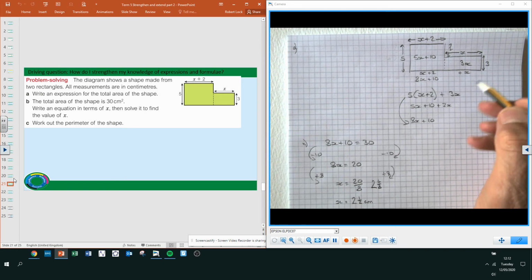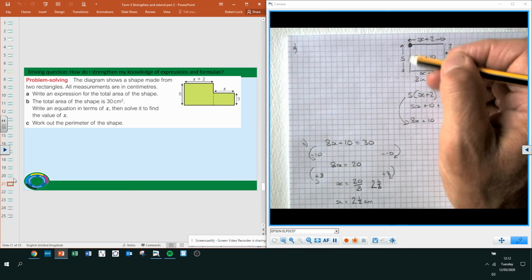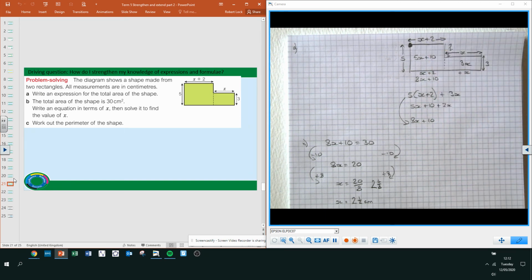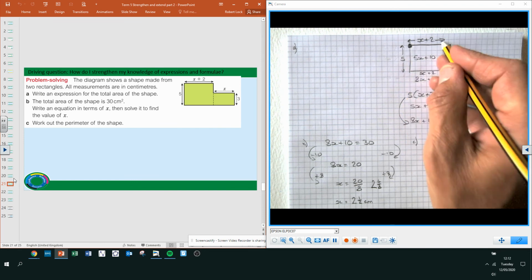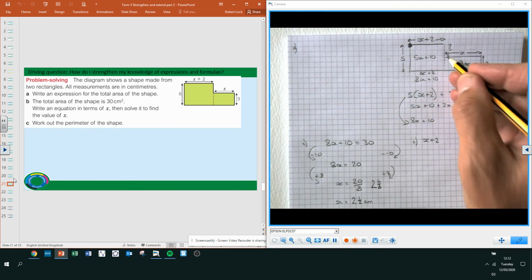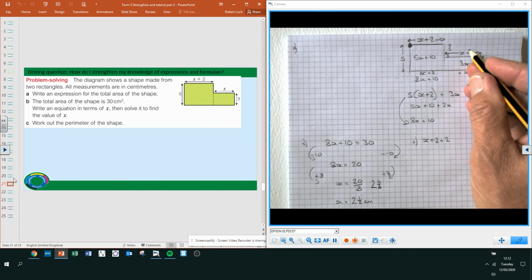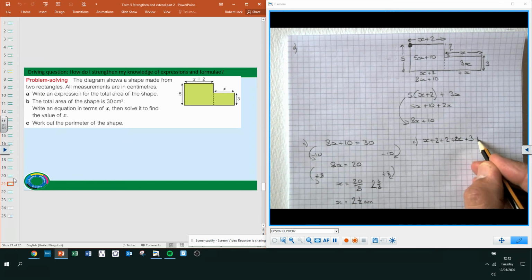Now work out the perimeter. Blob there. I'll start from the blob, work my way around until I get back to that blob, and then I've got everything done. Let's see. So start here. X plus 2 plus 2 plus x plus 3 plus x plus x plus 2 plus 5. Just made it.